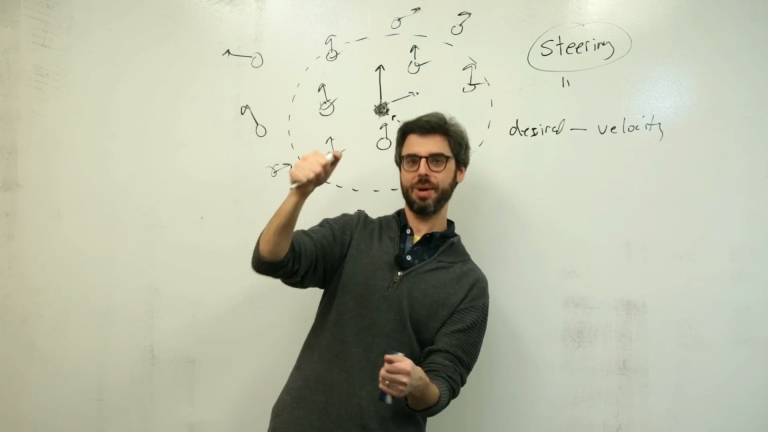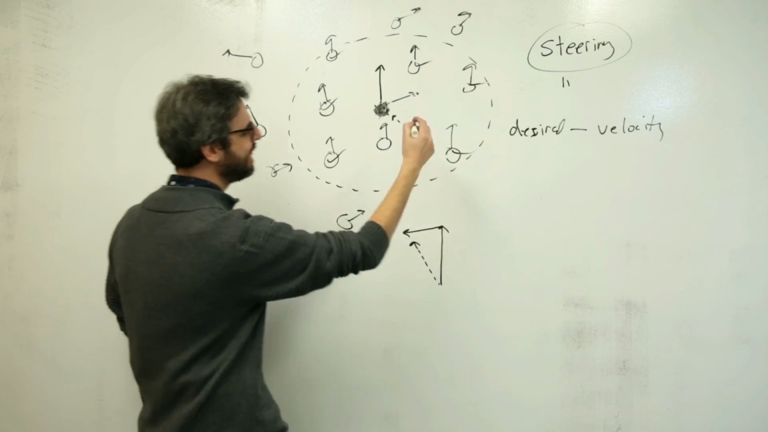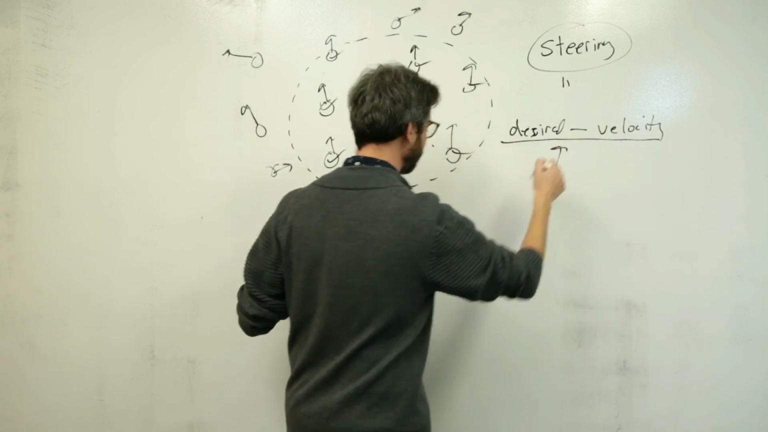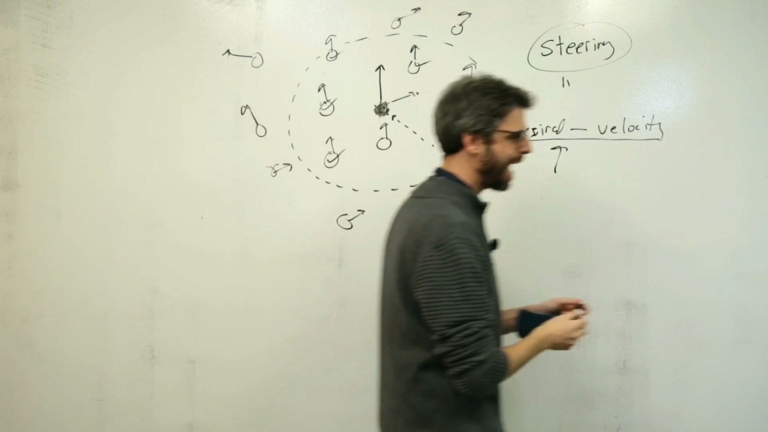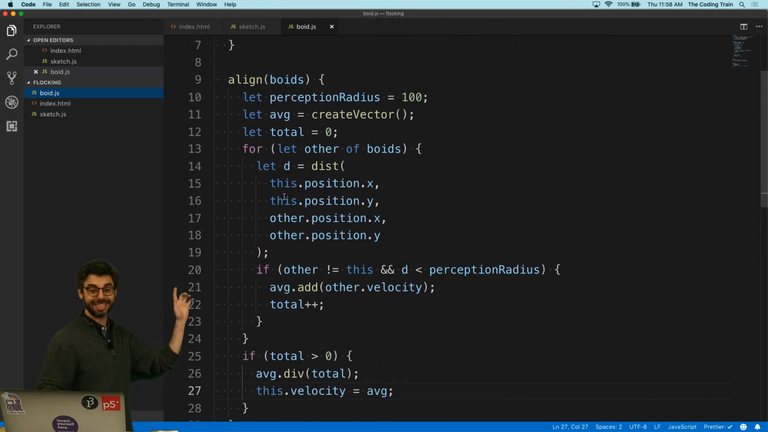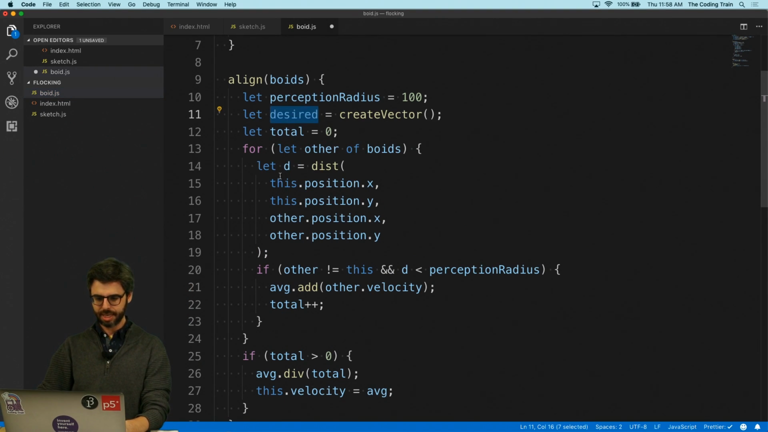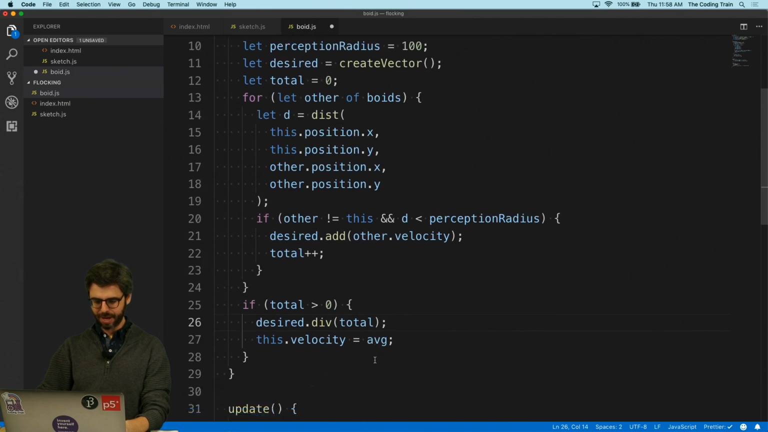Maybe I'm going to turn the steering wheel. You could think of these as bees or cars or birds or whatever. But this formula, desired minus velocity, will give me the steering force. And what is the desired velocity here? The desired velocity is actually that average. So I'm actually going to rename this to desired. And I'm going to add it up and divide by total.